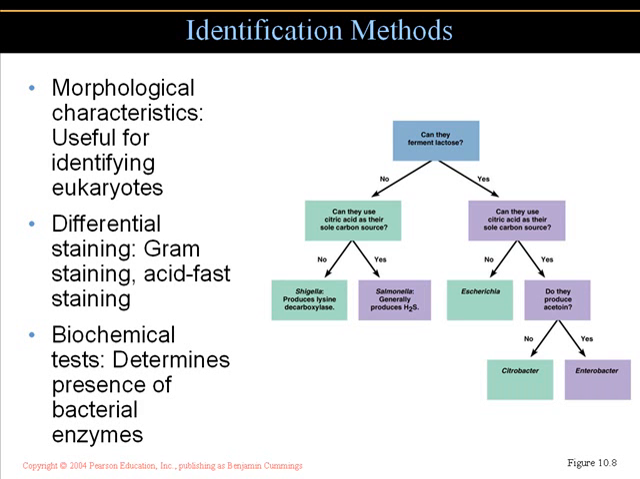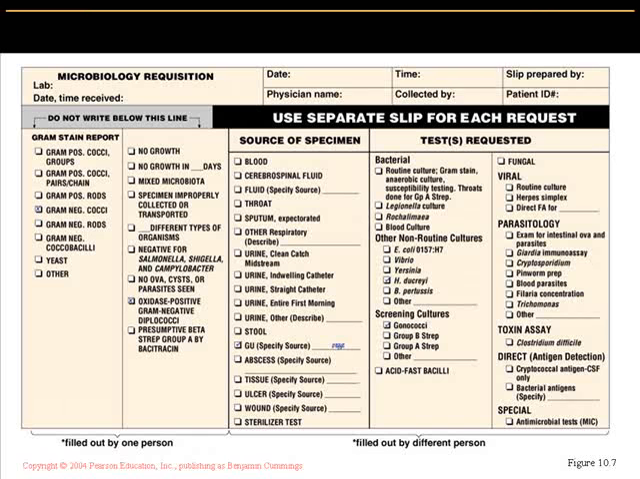Again, the differential staining we've talked about, gram staining, acid-fast staining, the biochemical tests, again, to identify particular enzymes or byproducts of particular growth. This is just a microbiology requisition. You'll see this used in a laboratory setting. Many of these are computer-generated forms now. You still may have to fill some out by hand.